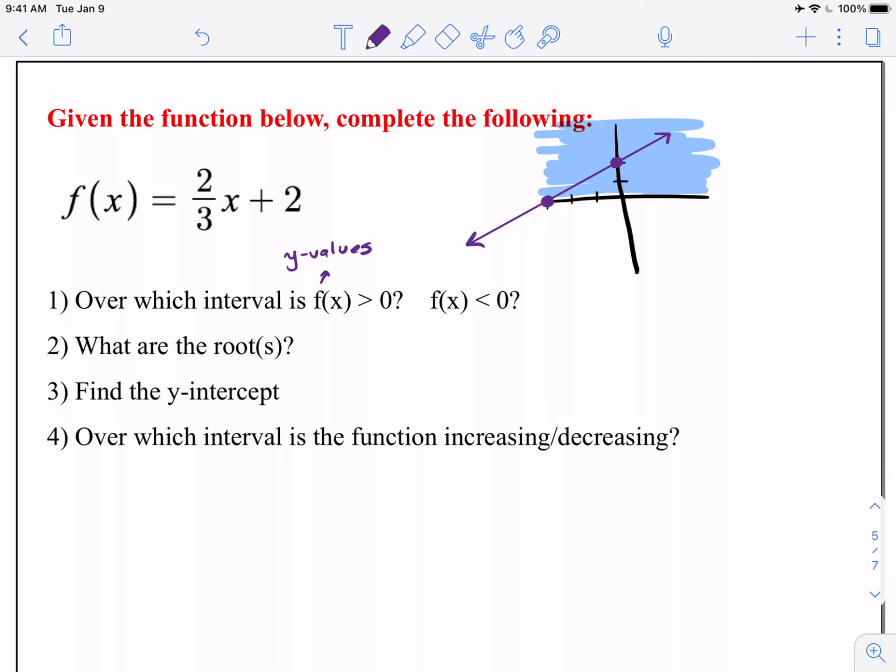So from -3 until infinity, it's not like it's going to dip back under the x-axis somewhere over here. It's getting larger and larger. From -3 to infinity, this graph is greater than 0. F of x is greater than 0. The y values are going to be greater than 0 from -3 to infinity. We can alternatively write that like this.